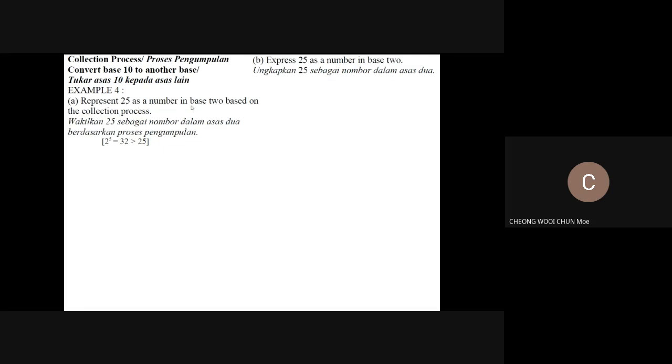Represent 25 as a number in base 2. So this one is 25, they didn't put base 10, and this is base 10. Normally, the number that you calculate is usually base 10, but they don't write down base 10, because automatically people know it's base 10. So now you need to convert 25 to base 2 using the collection process.